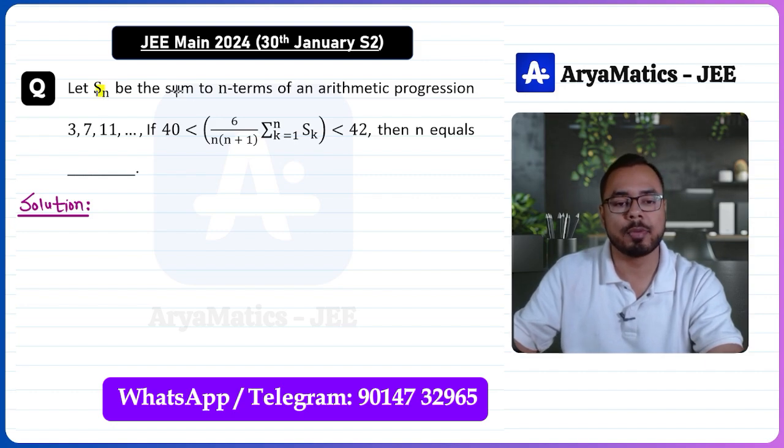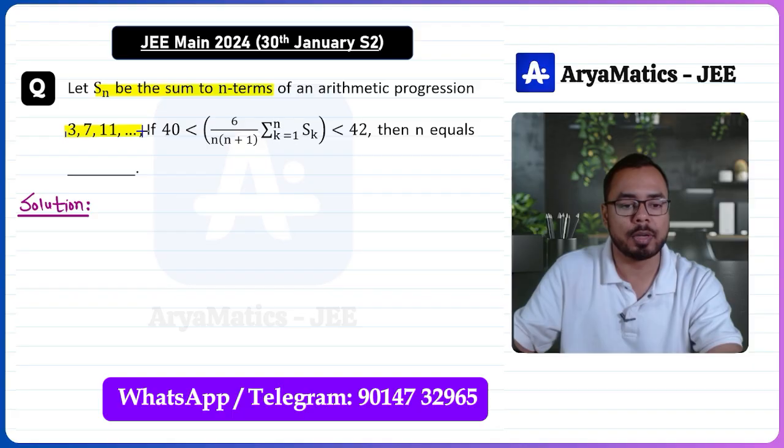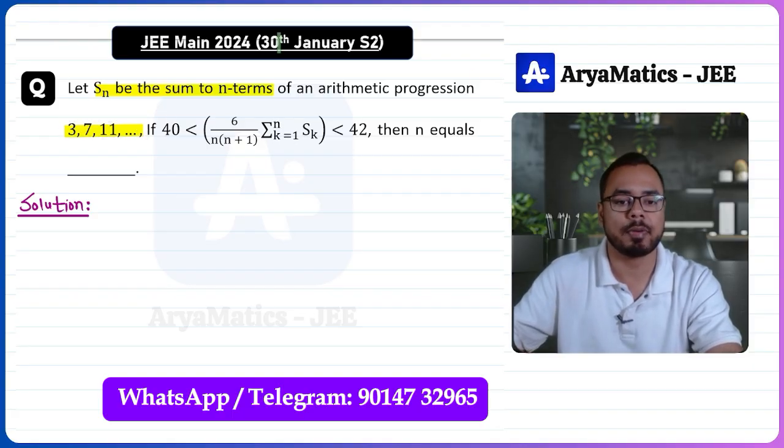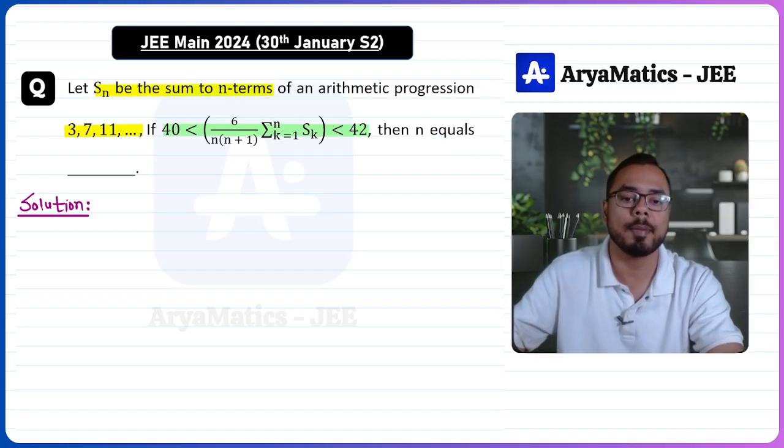If Sn is the sum of n terms of an arithmetic progression, and the given AP is 3, 7, 11, and so on up to n terms, if this sum, sigma Sk, k from 1 to n, multiplied by 6 by n into n plus 1, is between 40 and 42, then we have to find the value of n.